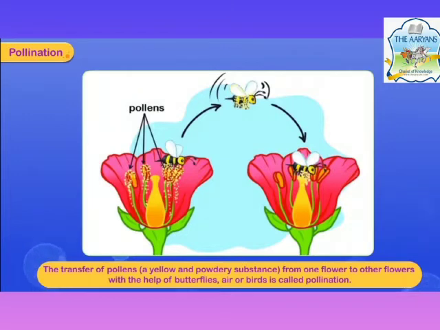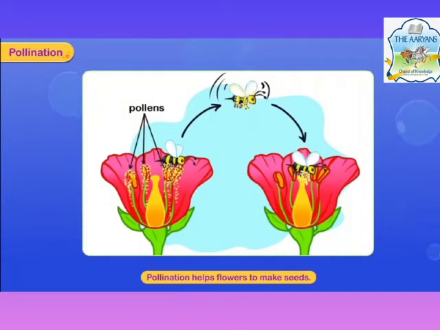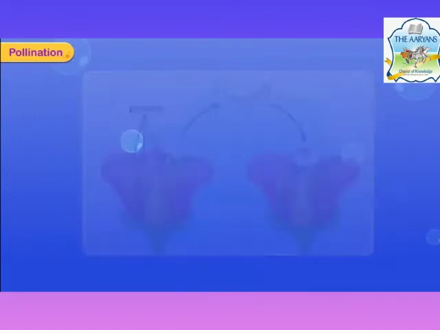Look into the picture. The transfer of pollens from one flower to other flowers with the help of butterflies, air or birds is called pollination. While visiting, insect feeds, pollen from the anthers gets stuck to their bodies. The stigma of the flower that receives the pollen is in just the right place to collect it as the insect arrives. Pollination helps flowers to make seeds.